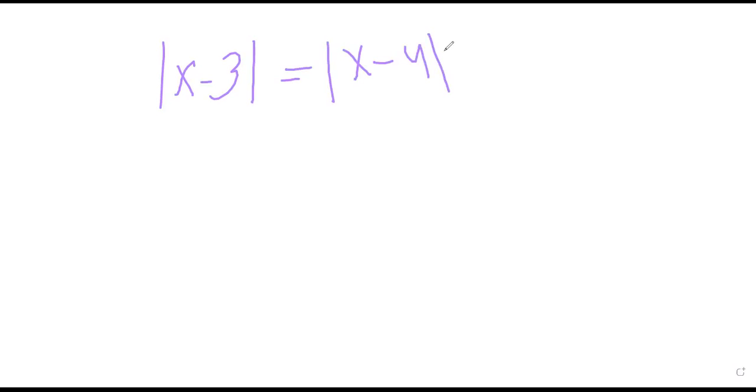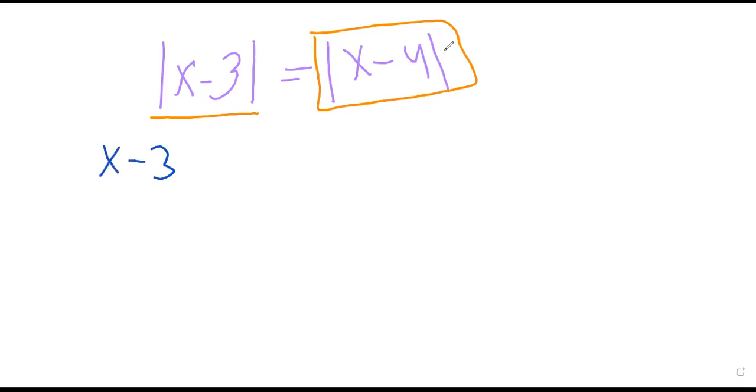Here in this case, concentrate on the left-hand side. Okay, let's assume that the quantity in the right-hand side is just a number. Let's imagine that. And I will work exactly the same. I will write what is inside the absolute value, which is x minus 3, is equal to positive the expression written in the right-hand side, but without the absolute value. So it will be plus x minus 4.